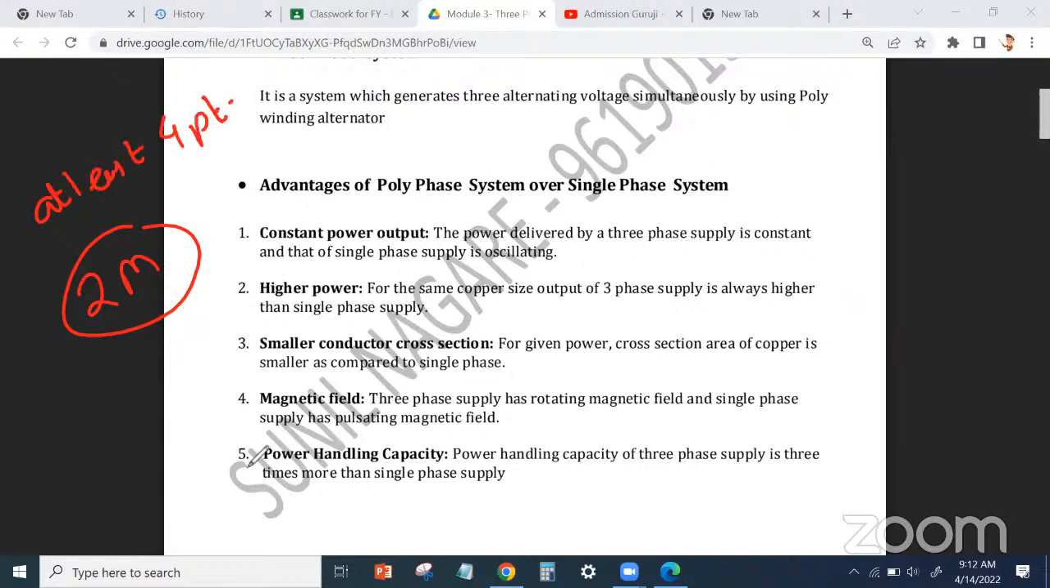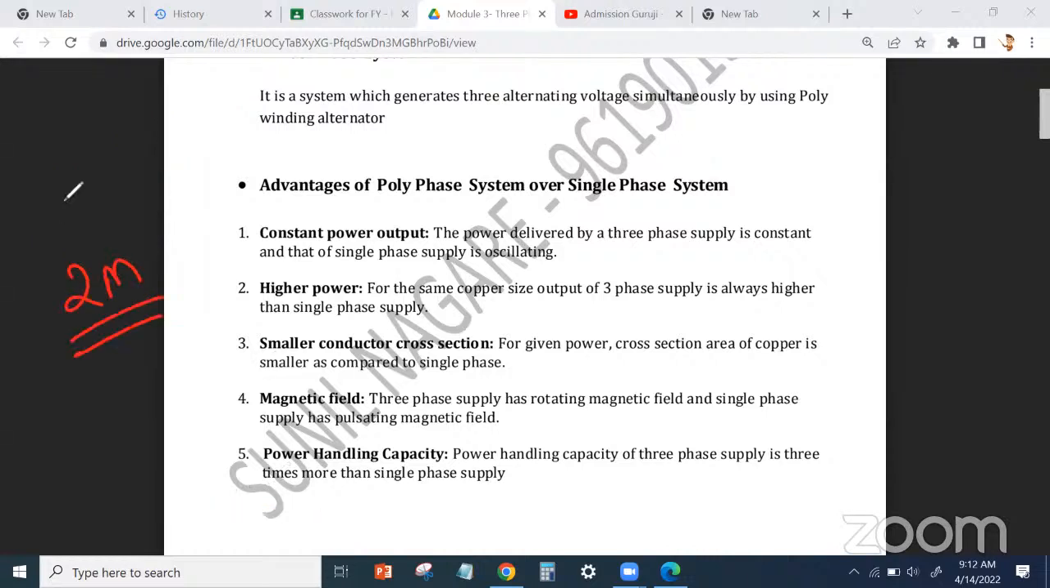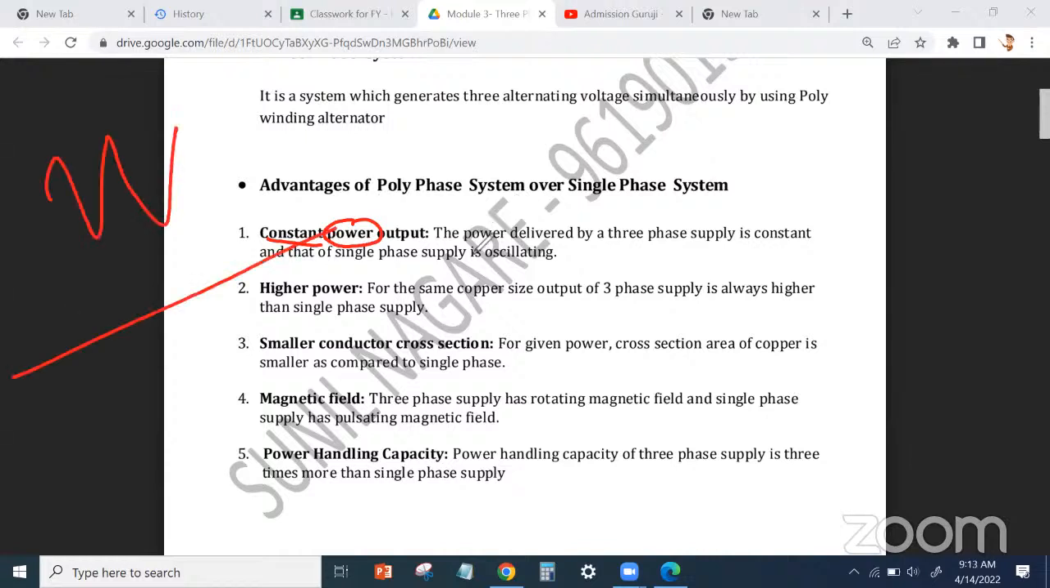यहाँ पे मैंने 5 points दिए. You can write any 4. 5 लिखा तो भी चलेगा. Okay? This is for the 2 marks. You should write 4 points. What are the advantages of polyphase system over the single phase? It has a constant power output. इसका polyphase का, it gives a constant power output. जो कुछ भी power generate होगा, that is a constant. वो ऊपर नीचे नहीं जाएगा. It will be constant. It will be same.